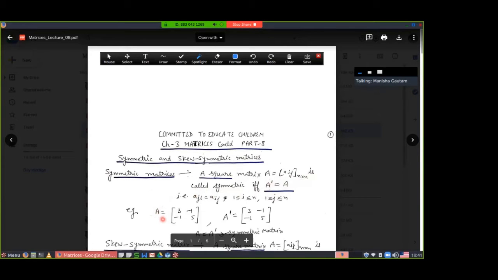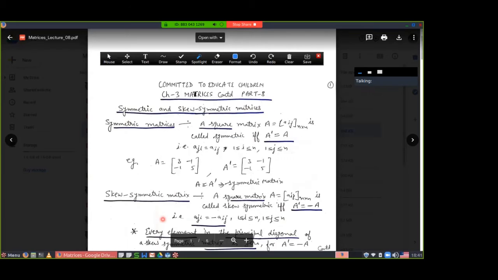A is equal to the matrix [3, -1; -1, 5], order 2 by 2. A square matrix should be there. If you have to prove whether it is symmetric or not, first of all you have to check whether it is a square matrix or not. Now here it is a 2 by 2 matrix. It is a square matrix.